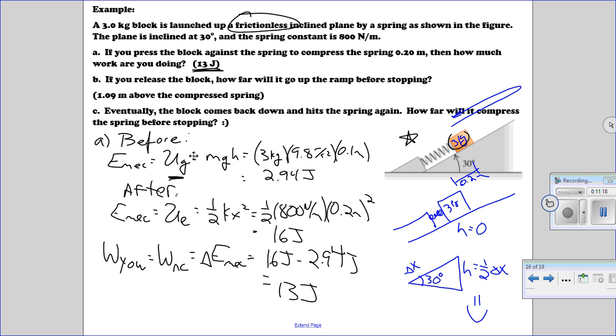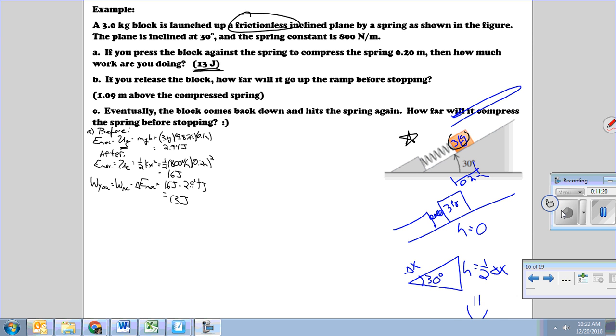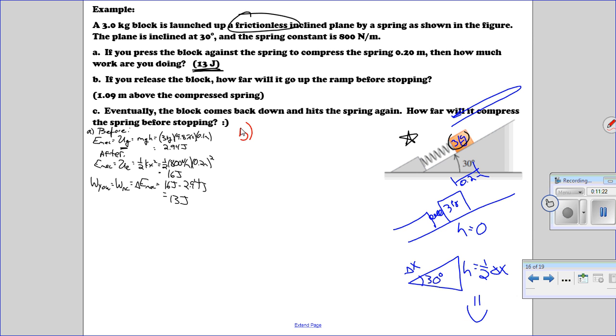Let me clean up the board a little bit here. All right, now in part B, you're going to let go of the block, right? So at this point, we know that our mechanical energy here is 16 joules, because we figured that out a second ago. Now you're going to let go of the block, and all that's going to happen is the spring is going to push it up. That's a conservative force. Gravity is going to be working against it, also a conservative force. So the spring is going to launch the box up the ramp.